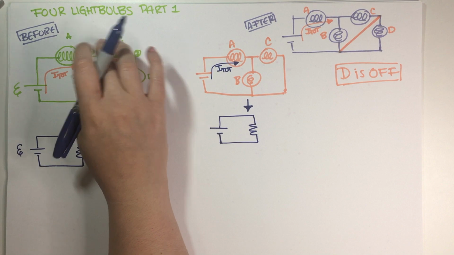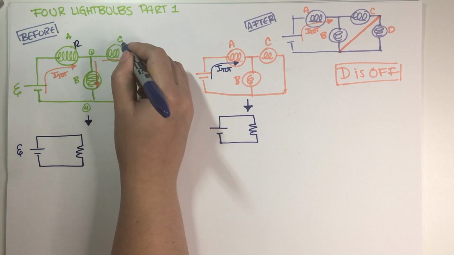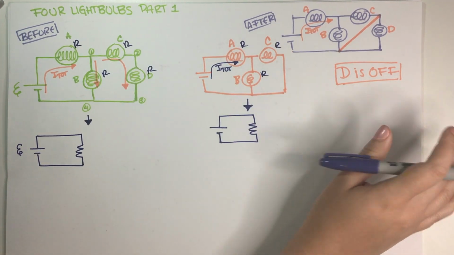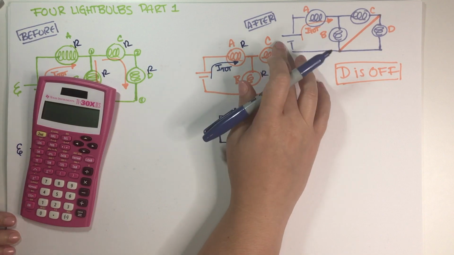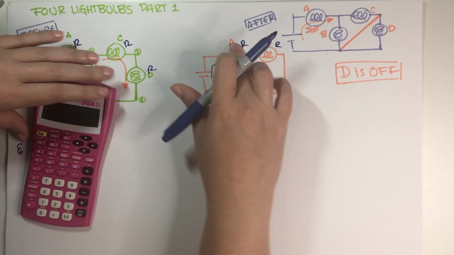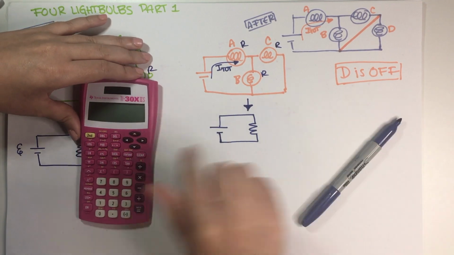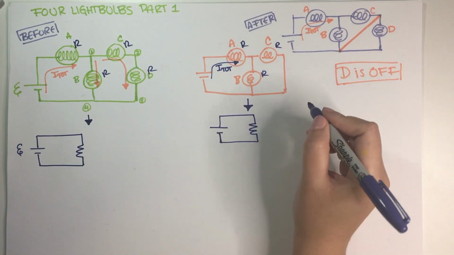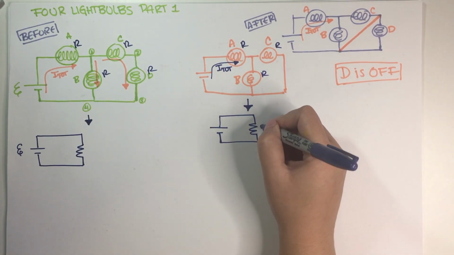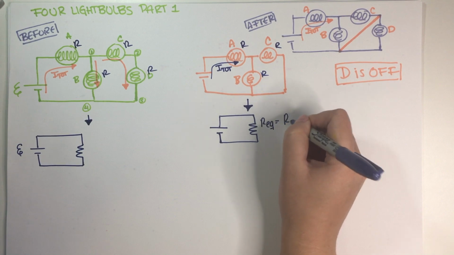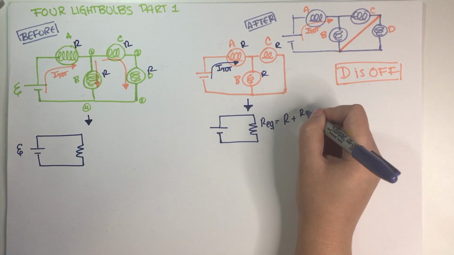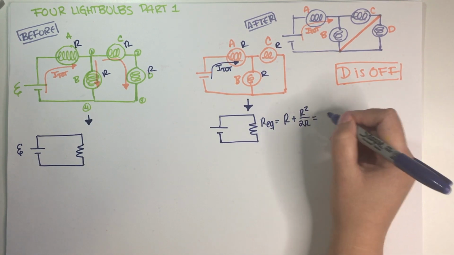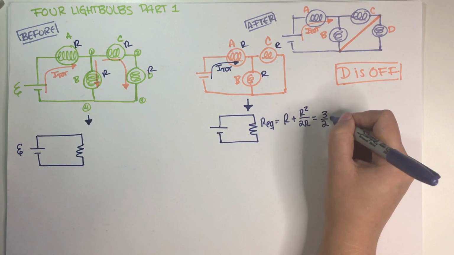All of the resistors, all of the light bulbs have the same resistance, so I'm just gonna call them R's. So let's see, these are two resistors that are in parallel, and they are also in series with this resistor. So if I combine them, then this equivalent resistance is equal to R plus R squared divided by 2R. So this is 3/2 of R.